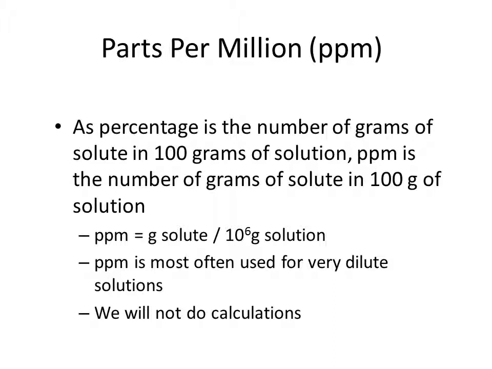So we can write for a parts per million solution, it's the number of grams of the solute over 10 to the 6, or 1 million grams of solution. We usually use this concentration for very, very dilute solutions. For instance, pollution, or maybe hormone concentrations in blood, anything in which the concentration would be very small.